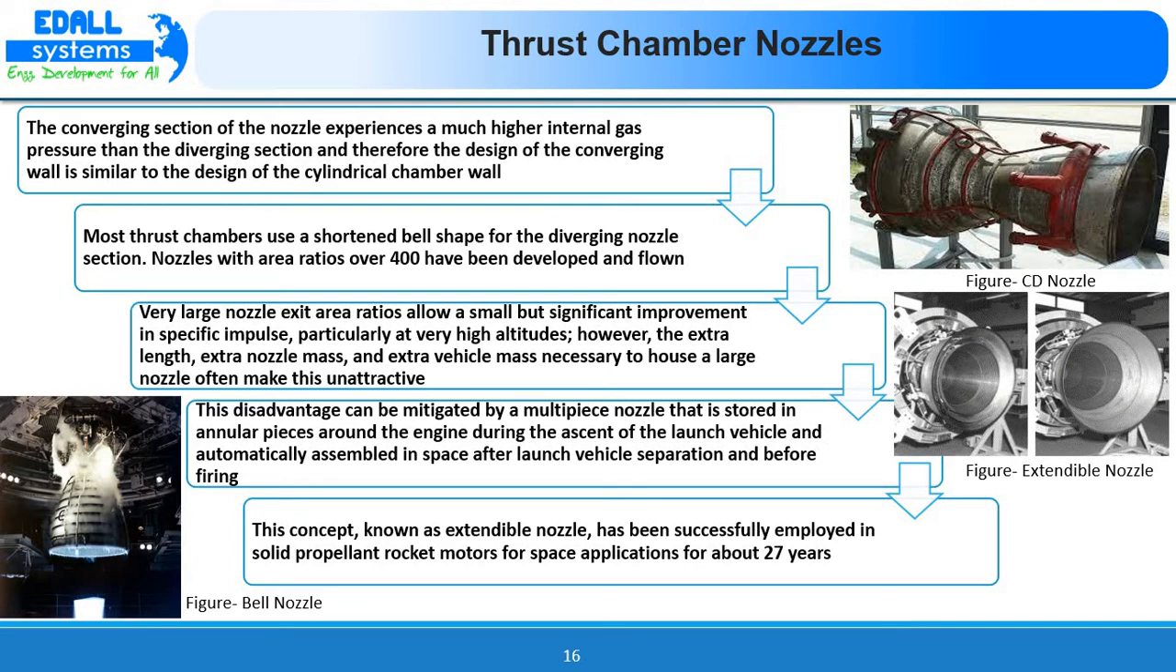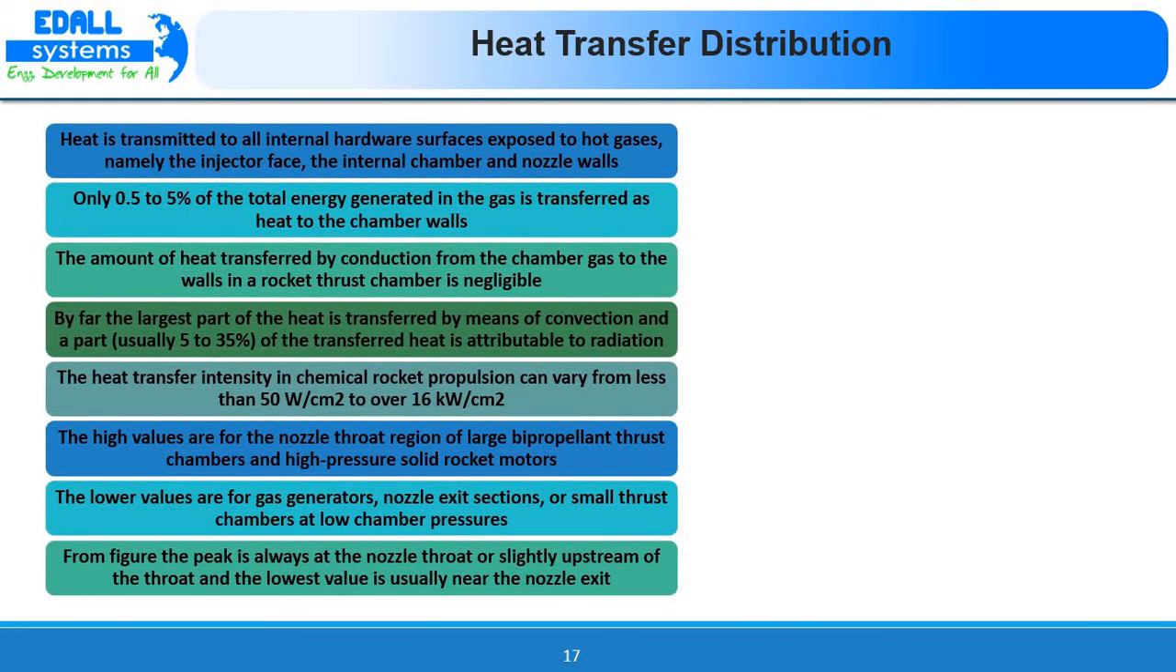It is nothing but a multi-piece nozzle that is stored inside annular pieces around the engine during the ascent, that is, during the takeoff or during the firing from sea level. And then when it reaches space, slowly these annular multi-pieces will extend and the nozzle will become more extendable. Now we have discussed the combustion chamber and nozzle, so now we will see how the heat transfer distribution is there in the thrust chamber.